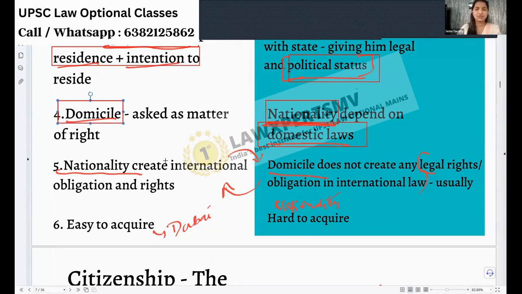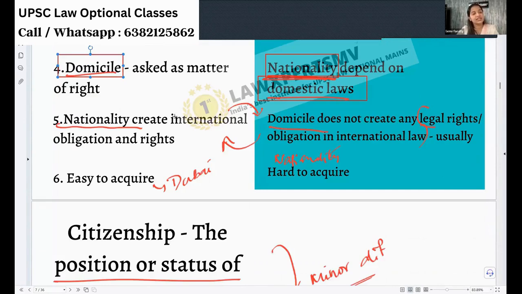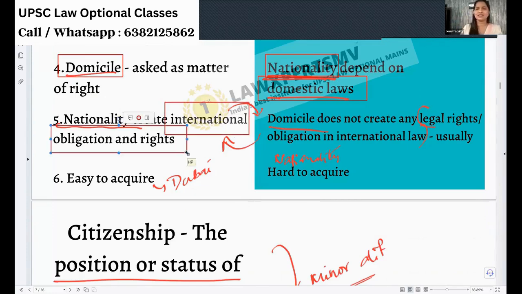You are not a citizen here, but you simply say you want to stay here. You cannot go and ask the nation state to provide everything to you as a matter of right. Okay, that is one thing. Next, nationality creates international obligations and rights. See, immediately one person is getting some problem, he is victimized in a foreign nation. Immediately, what is the question? He belongs to which state? Which country's citizen is he? That's what everybody will ask. So nationality will create international obligations and rights, but domicile will not create any legal rights or obligations in international law.